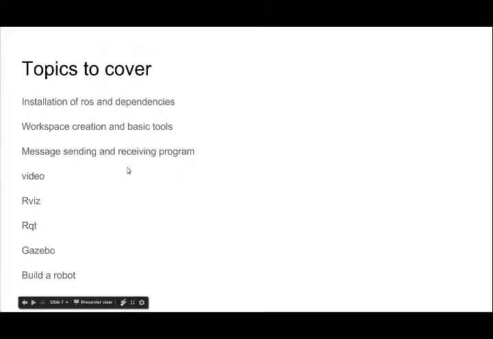So topics to cover, that's it. This is what I have planned right now. I have planned to cover in my tutorials: installation of ROS, workspace creation and basic tools, message sending and receiving, how to use ROS specifically in image processing, video sending. What ROS brings to the table in the field of image processing, in the field of machine learning. I'm good with machine learning, so I'm going to throw that at you. Machine learning, artificial intelligence, and we will build some robots with this.